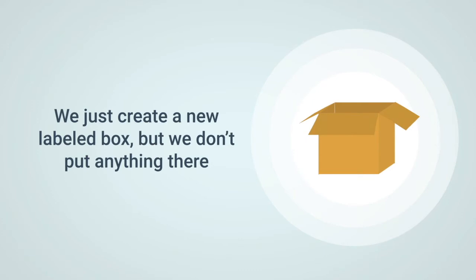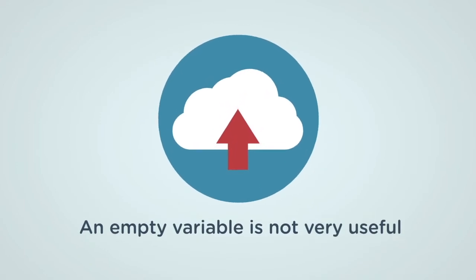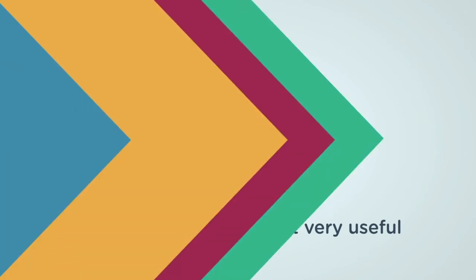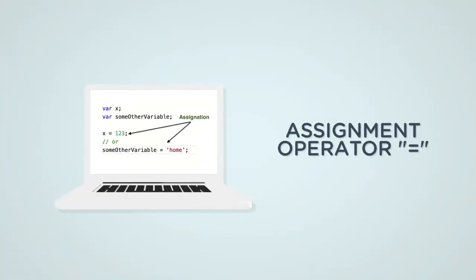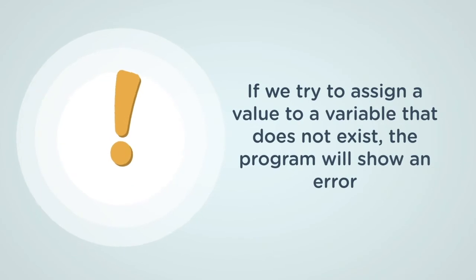An empty box or variable is not very useful, so let's learn how to put something inside it. To assign a value to a variable, or to put something inside a box, we could use a special assignment operator, equals. If we try to assign a value to a variable that does not exist, the program will show an error. Each box has enough space for only one value.